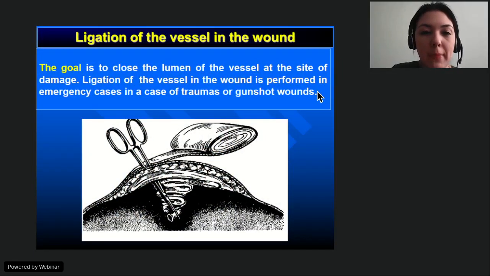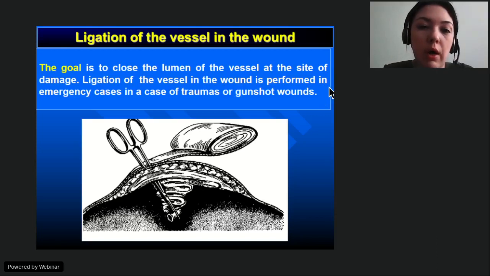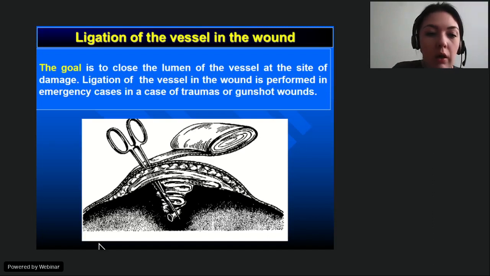So this is the method of temporary hemostasis. If we are talking about final hemostasis or definitive hemostasis, one of the ways is ligation of the vessel in the wound. So the aim of this surgical intervention is to close the lumen of the vessel at the site of damage. Ligation of the vessel in the wound is performed in emergency cases, in case of traumas or gunshot wounds. So here you can see how to do it.